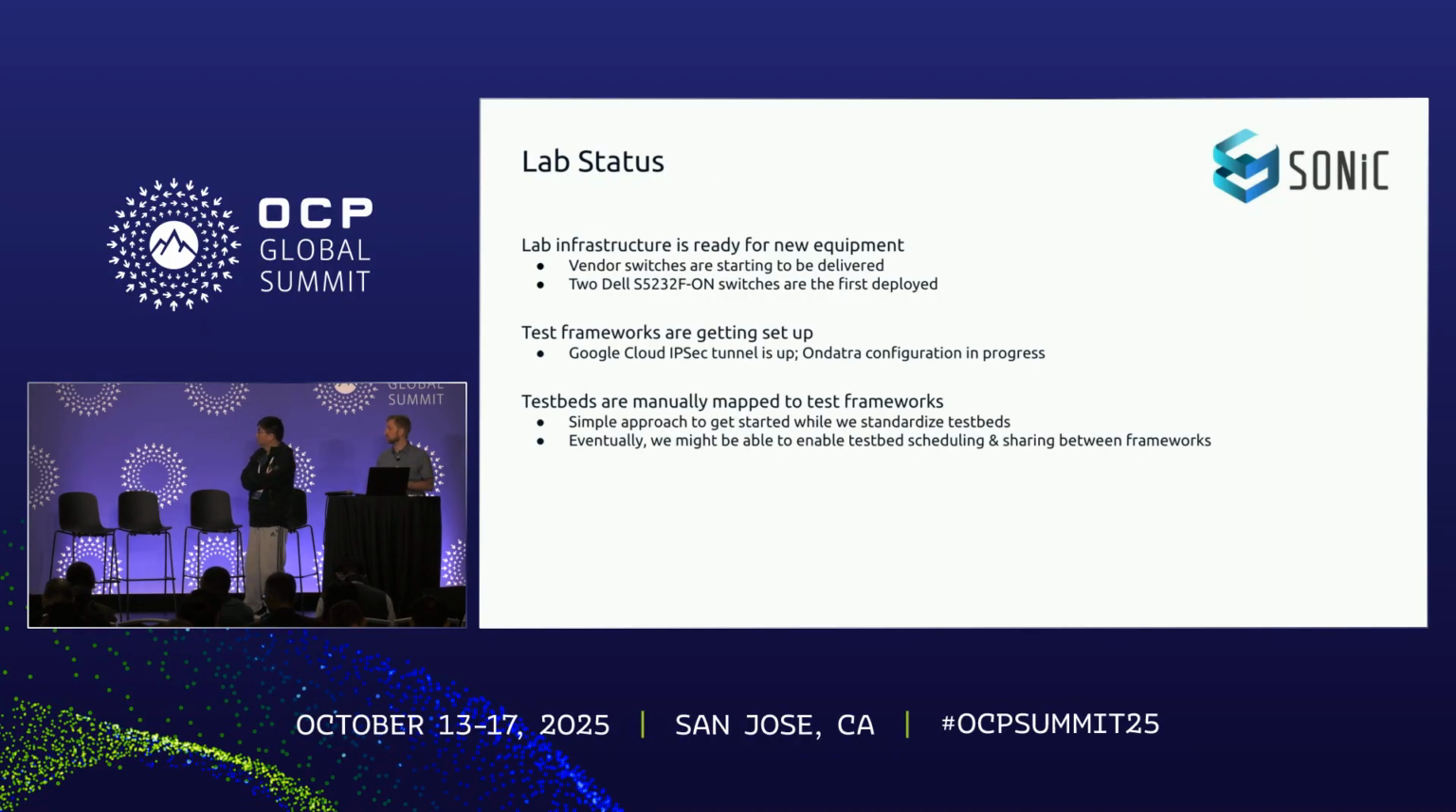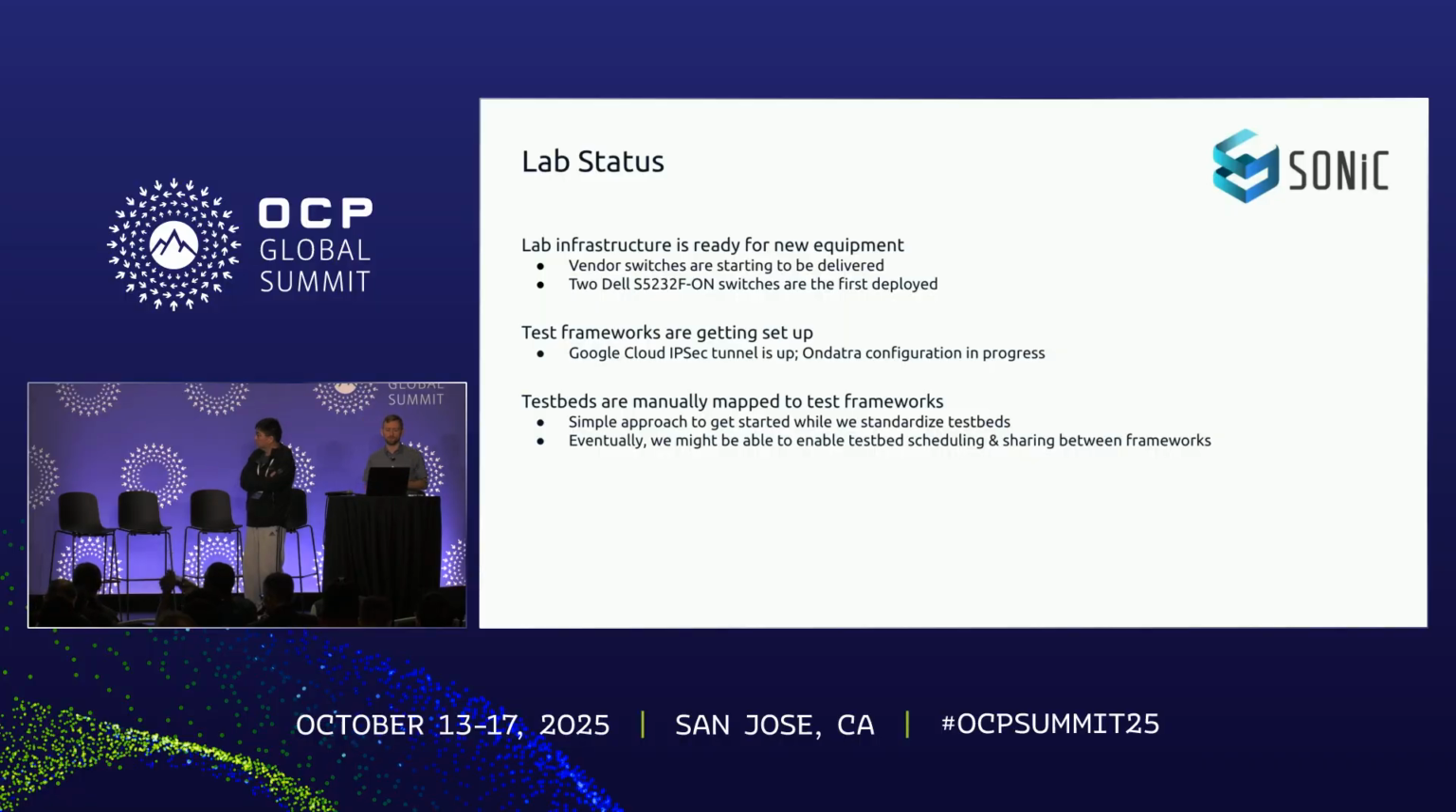All right, so as far as the lab status goes, the good news is this summer the lab was set up and it's ready for new equipment. The vendor switches are starting to get delivered, and we're happy to report that we now have 2 Dell switches that are the first to be deployed in the lab. On the test framework side, we have brought up the IPsec tunnel to Google Cloud, and we're starting to configure our Ondatra tests to be able to run on the UNH lab. We're planning to get the Azure connections for SONiC management set up pretty soon.